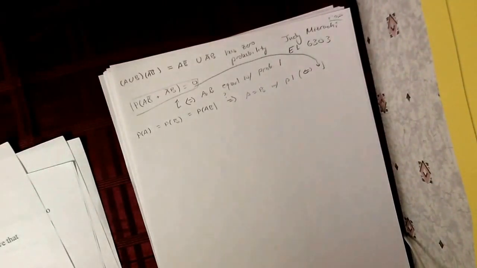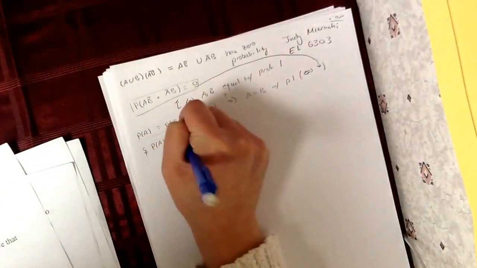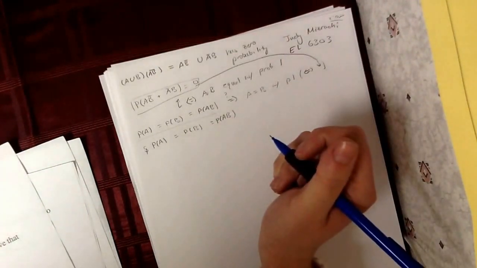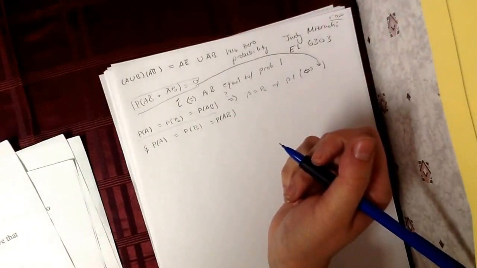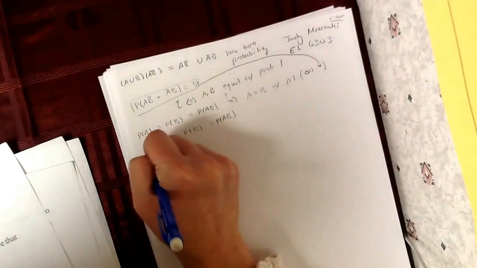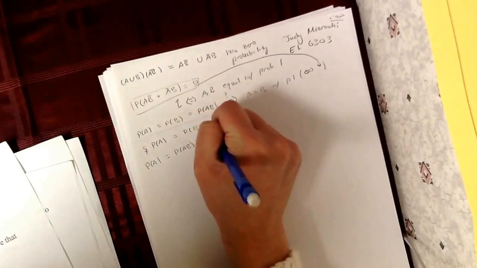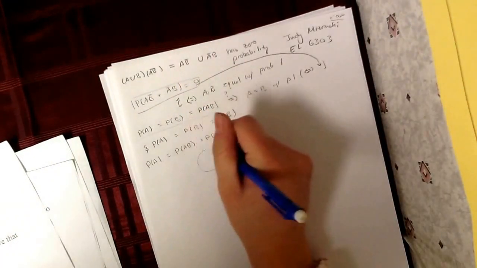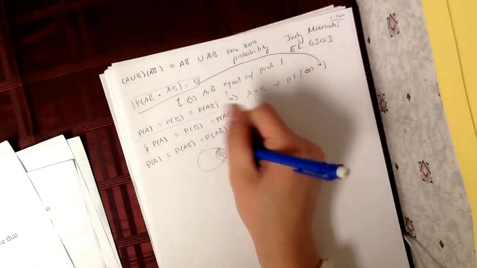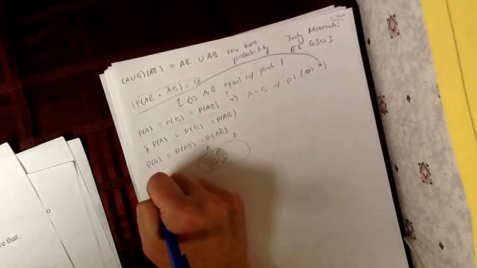Let's see if it's true. We start by assuming this: suppose the probability of A equals the probability of B equals the probability of AB. Well, we know the probability of A is the same thing as the probability of AB plus the probability of A not B, because the probability of AB is just this part and the probability of A without B is just this part. This is A and this is B, so we get the whole A. And of course, the same thing is true with B.